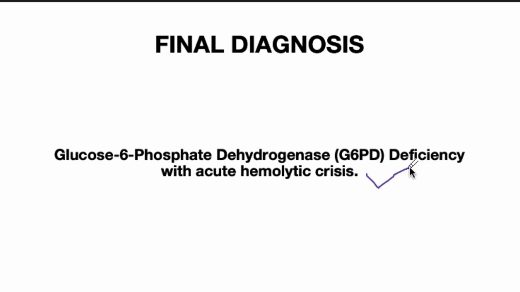In your exams, look out for patients who become jaundiced and anemic after eating fava beans, developing an infection, or being treated with anti-malaria medications. The underlying diagnosis may be G6PD deficiency.